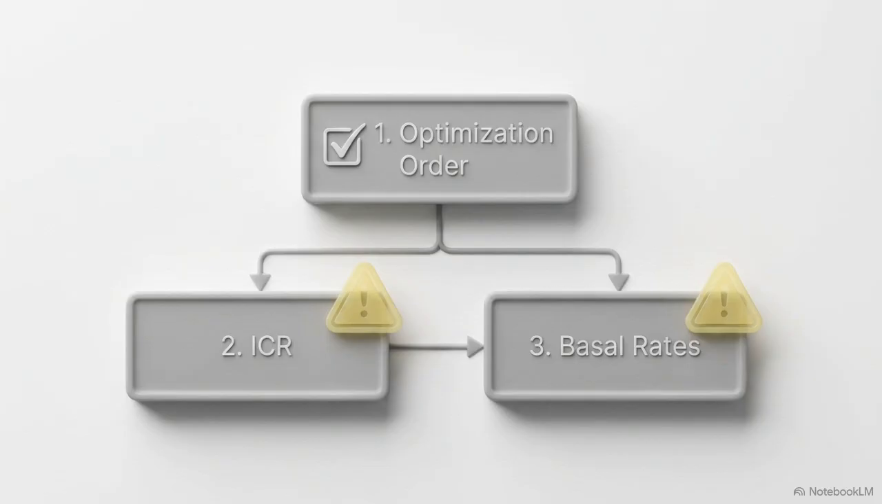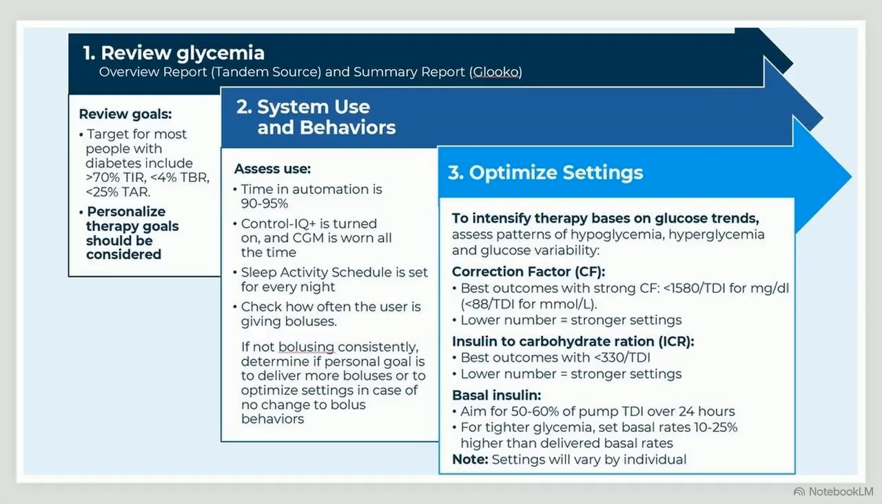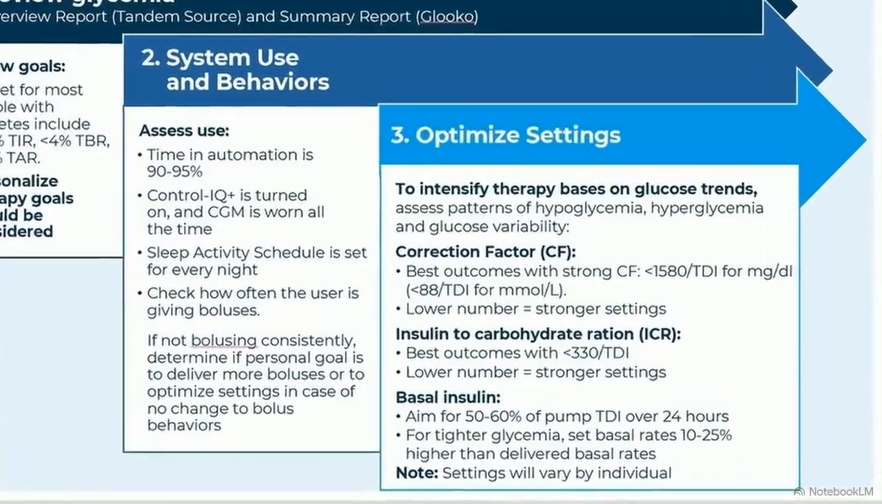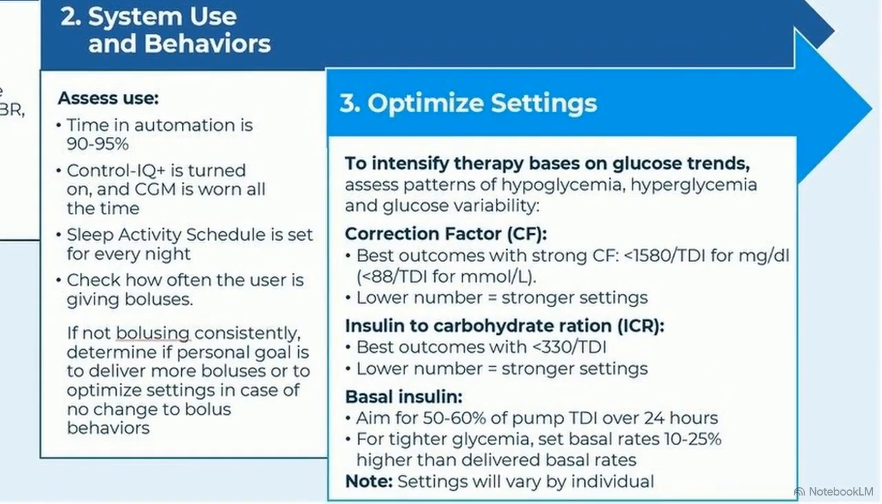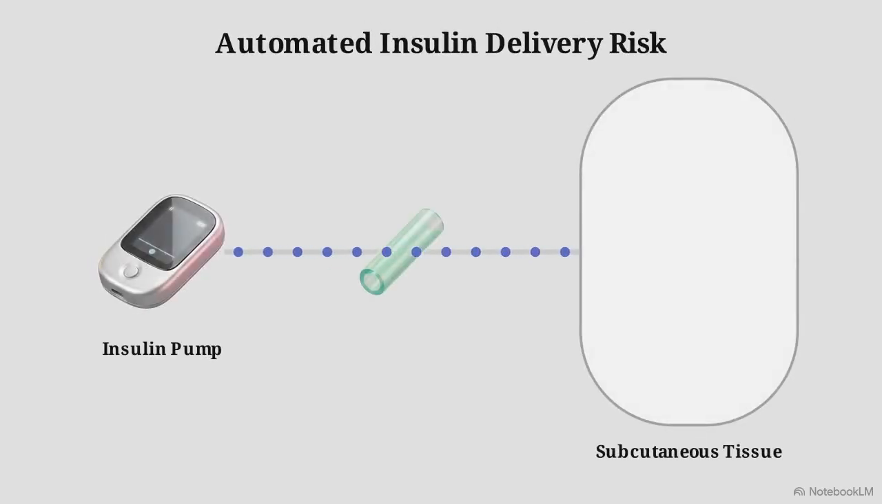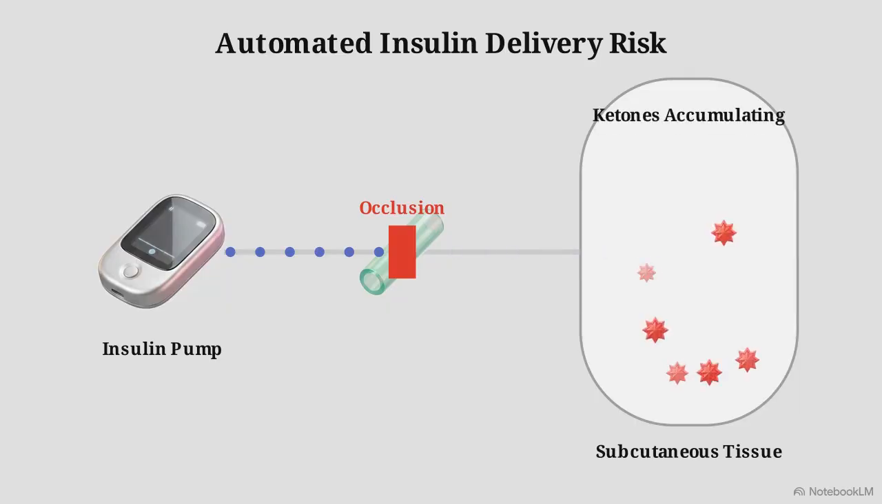Zooming out to view this entire diagram, we see that the three-step technical optimization loop provides the mechanical framework. But managing type 1 diabetes requires integrating this math with the patient's broader physiological reality. Because pump users receive rapid-acting insulin exclusively, they face an immediate risk of diabetic ketoacidosis. If an infusion set occludes or the site fails, insulin delivery stops and ketosis can develop in hours.